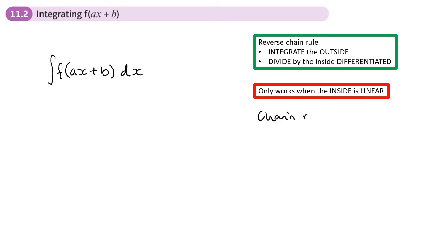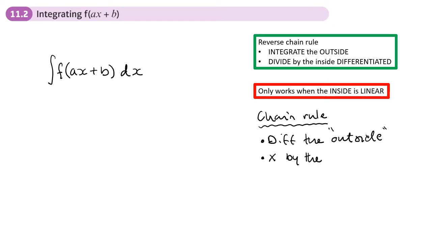And you'll know from the normal chain rule there were two steps, weren't there? So when we used the chain rule to differentiate, what were the two things we did? Well, we differentiated the outside, and then we multiplied by the inside differentiated.